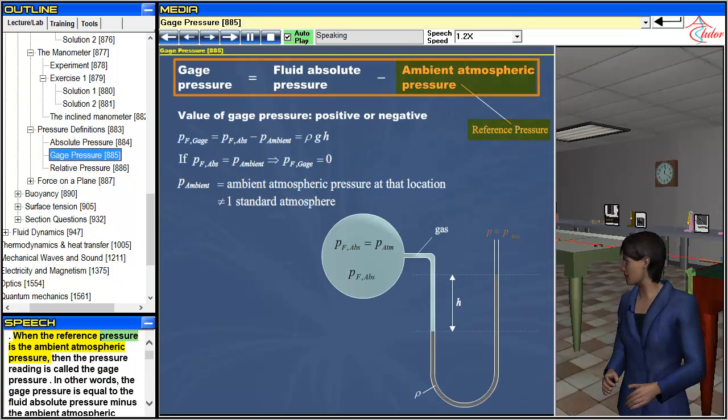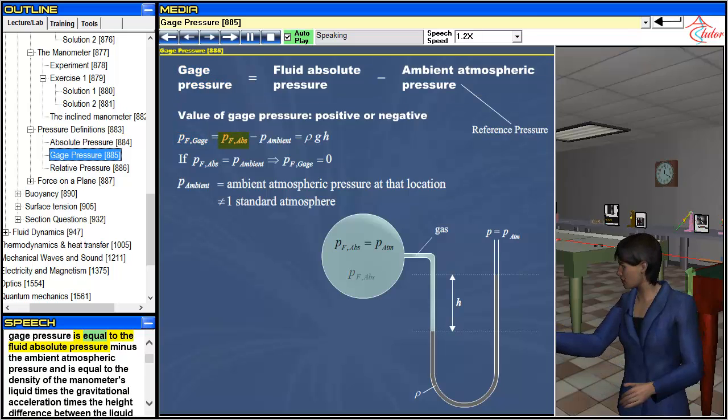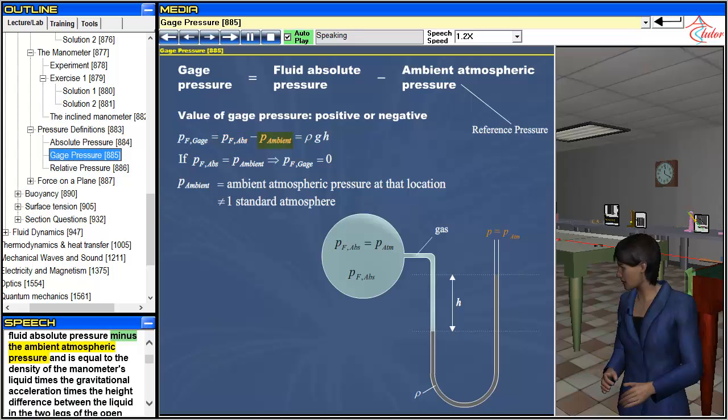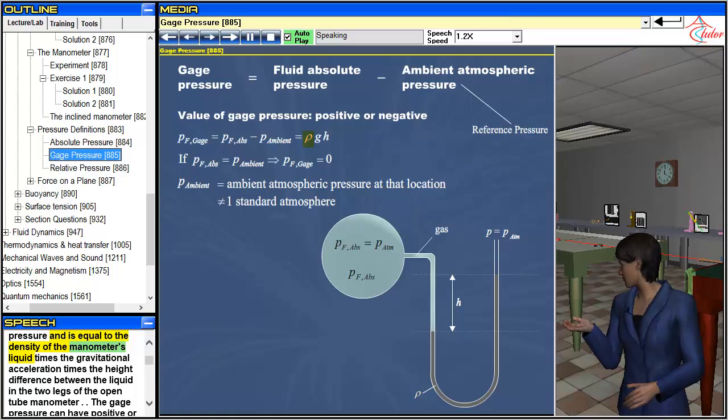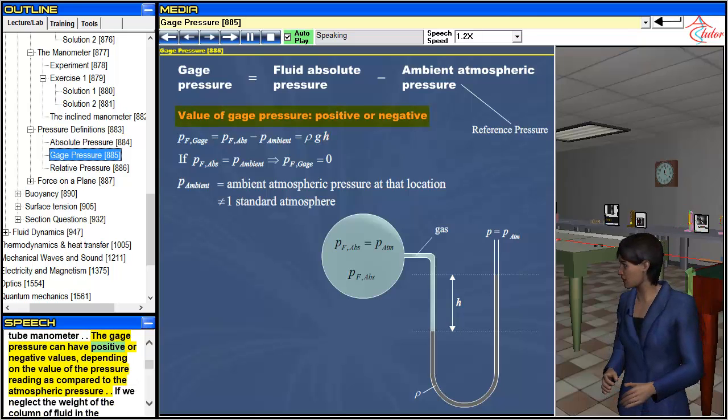When the reference pressure is the ambient atmospheric pressure, then the pressure reading is called the gauge pressure. In other words, the gauge pressure is equal to the fluid absolute pressure minus the ambient atmospheric pressure, and is equal to the density of the manometer's liquid times the gravitational acceleration times the height difference between the liquid in the two legs of the open tube manometer. The gauge pressure can have positive or negative values, depending on the value of the pressure reading as compared to the atmospheric pressure.